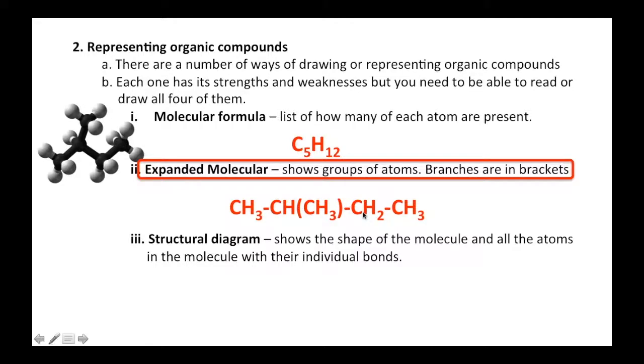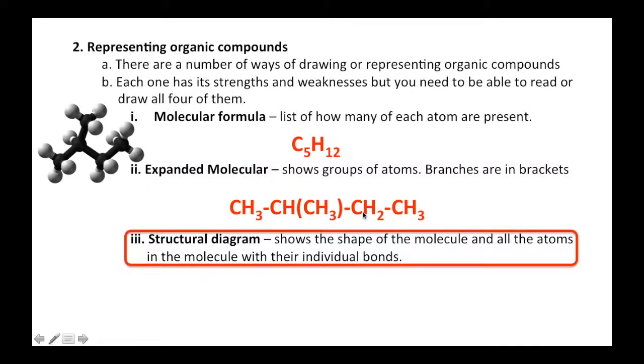Then there's these things called structural diagrams, which look like this. Now you can see it's the same thing. CH3, CH3, CH3, and then C with an H. That would be this part. And then there's the branch, and then CH2, CH3. Okay, we'll keep going here.